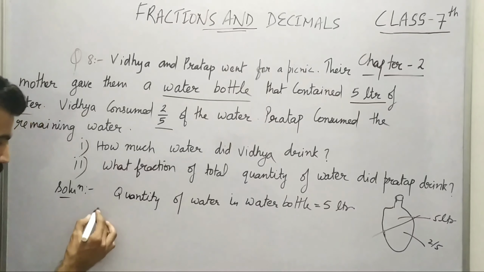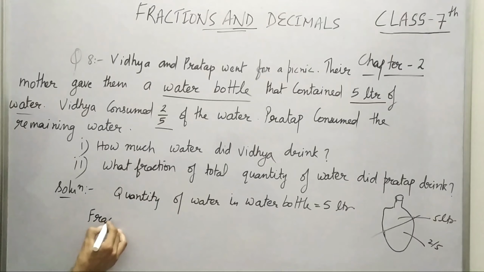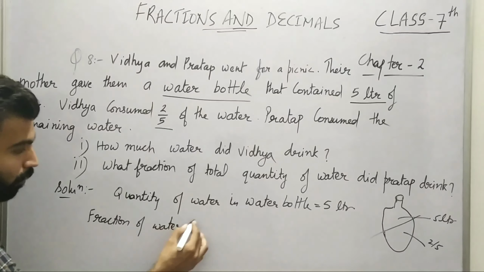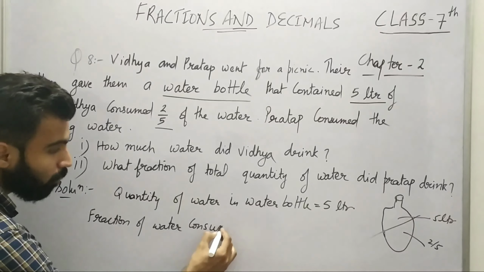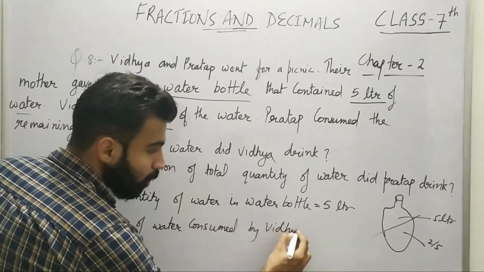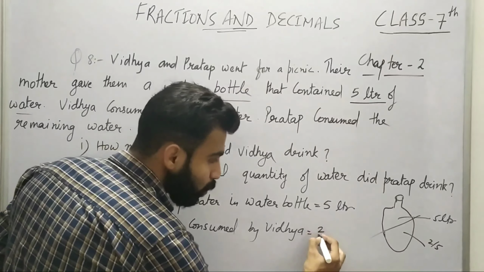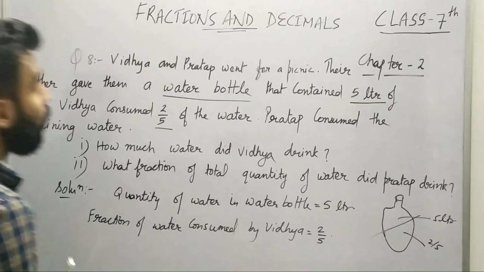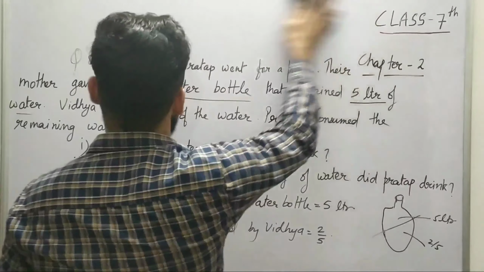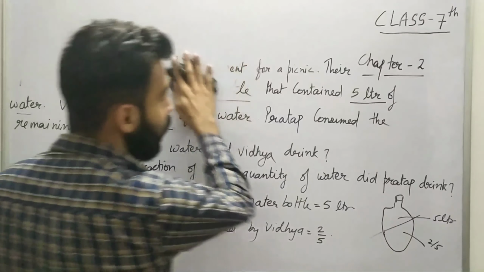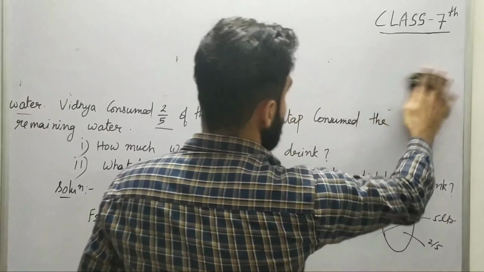Right, so let me just write: fraction of water consumed by Vidya is simply 2 by 5. Right, so let me just make some space above there so it'll be better. So let me just rub the lines up to which we have read. So, consumed 5, so that's fine, right?